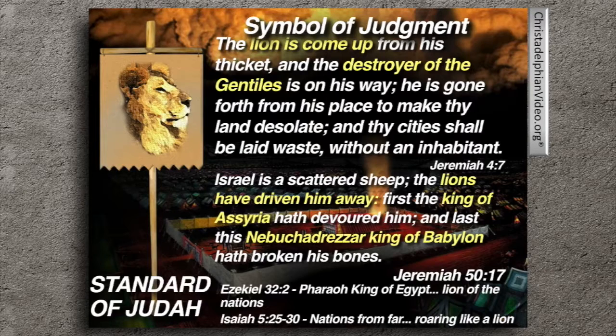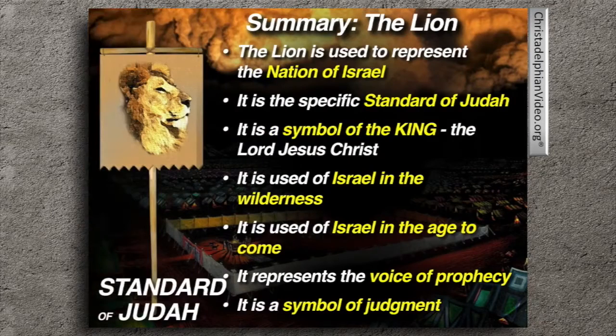We now come, brothers and sisters, to the next of the tribes, the standard of Reuben. Well, a brief summary. I just added this in, that's why I'm jumping ahead. But the brief summary is that the lion is used to represent the nation of Israel. It's the specific standard of Judah. It is the symbol of the king, the Lord Jesus Christ. It is used of Israel in the wilderness and Israel in the age to come. It represents the voice of prophecy. It is a symbol of judgment and sometimes, of course, the nations who would judge Israel.